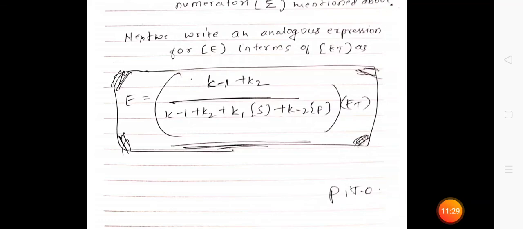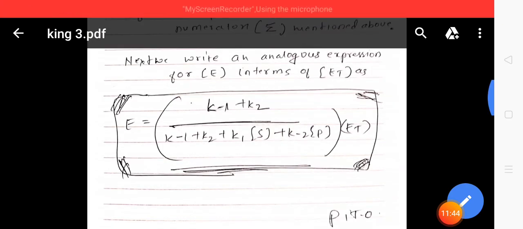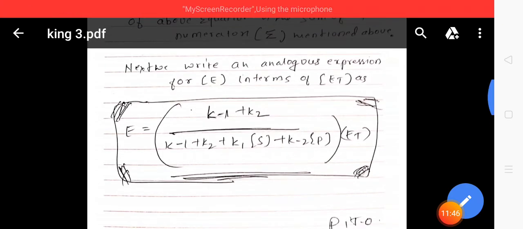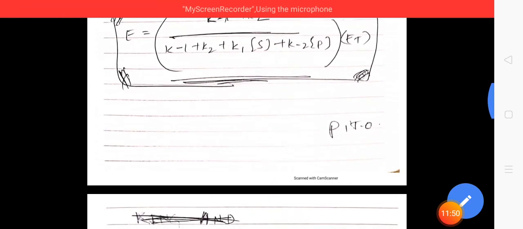So in terms of ET we can write for the enzyme: E is equal to k minus 1 plus k2 divided by k minus 1 plus k2 plus k1 into substrate concentration plus k minus 2 into product concentration, times ET. So from this equation, we can write the expression for the enzyme in terms of the total enzyme concentration. Again you can see the picture here.